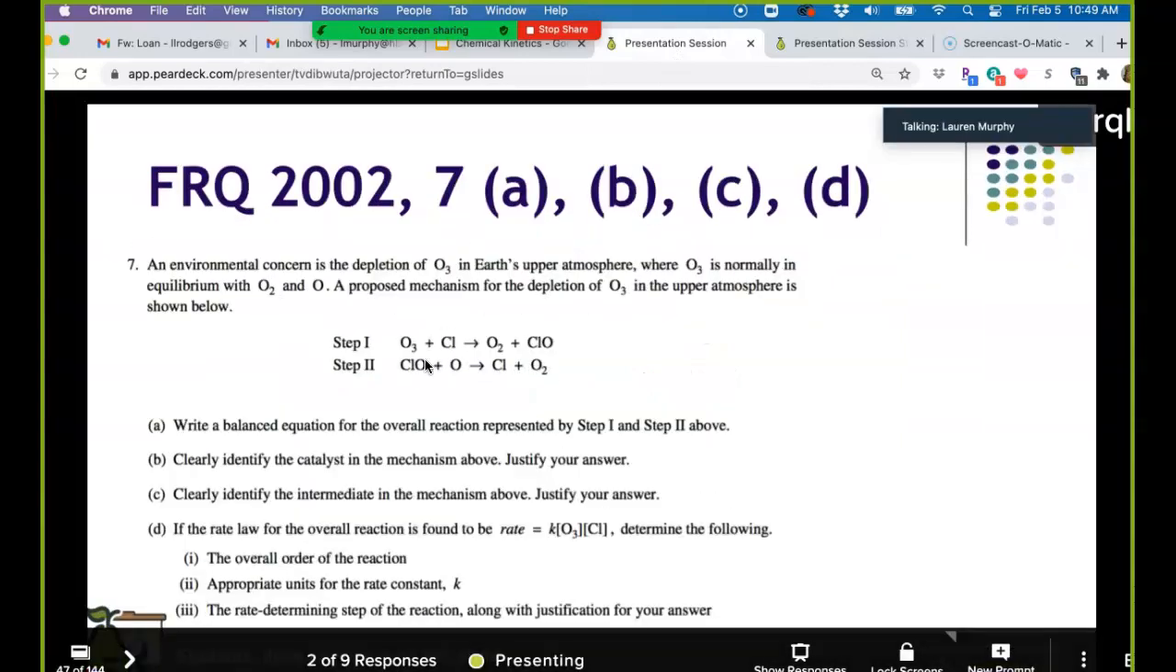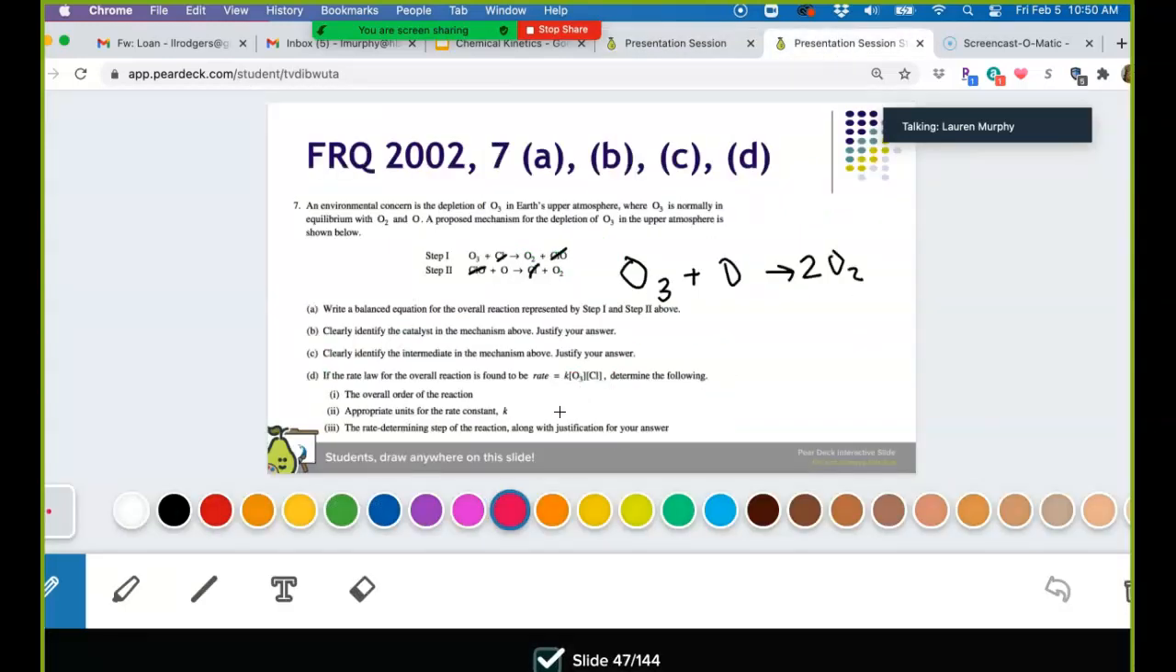Okay, I think there was one more question. Oh, I skipped the overall order. Well, if it's first order with respect to ozone and first order with respect to chlorine, it's second order. You just add them together. So what does that mean? Let's pretend it was second and second order. It'd be 2 plus 2, so it would be fourth order. You just add them together. It's not too bad.